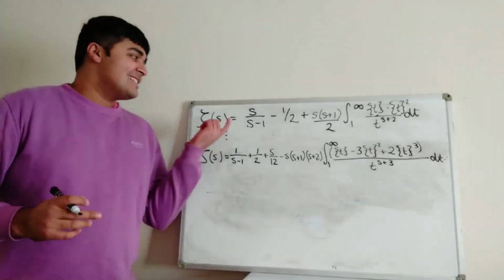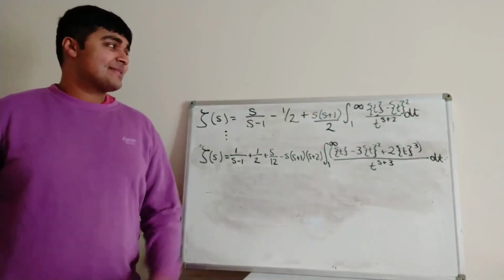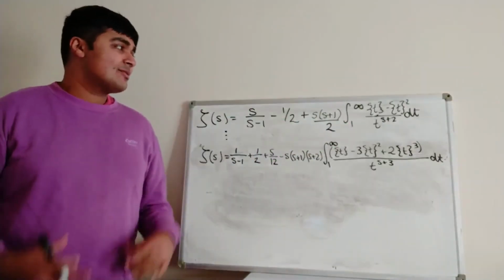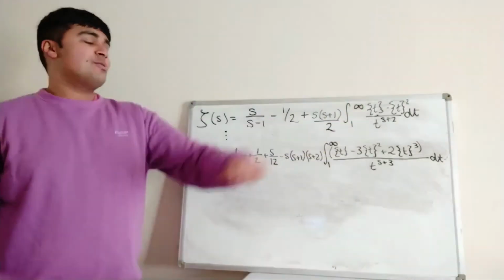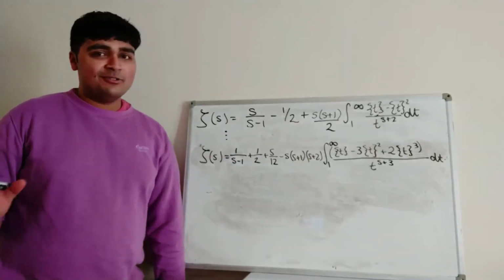Okay, so we just showed that zeta of s is equal to s over s minus 1 minus a half plus s times s plus 1 over 2 times the integral from 1 to infinity of the fractional part of t minus the fractional part of t squared all over t to the s plus 2 dt.